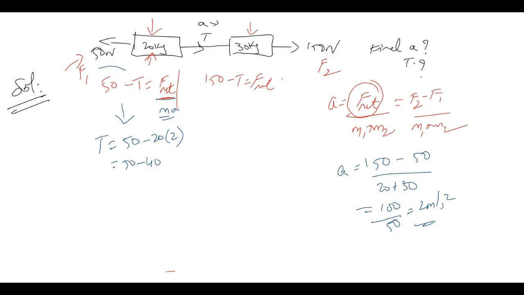Sorry, here this side T minus 50, not T. Understood? Why? Because this is greater than this, not 50 minus this. Okay, T minus 50. T minus 50 means you have to add here. The same you will get answer here also. Minus T is equal to F net means 30 into 2. T is equal to 150 minus 60, that is equal to 90. Same answer you should get for both. Yes or no?